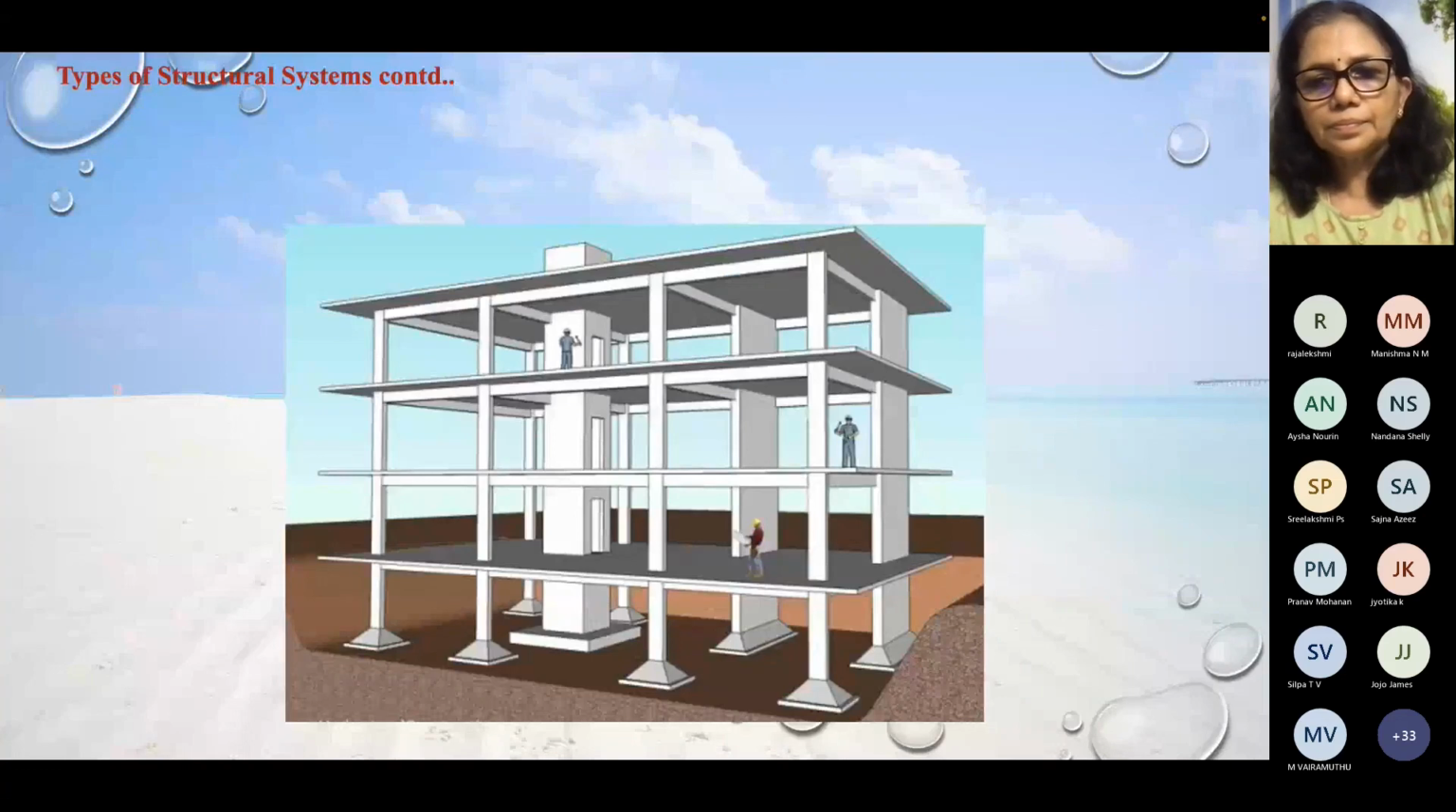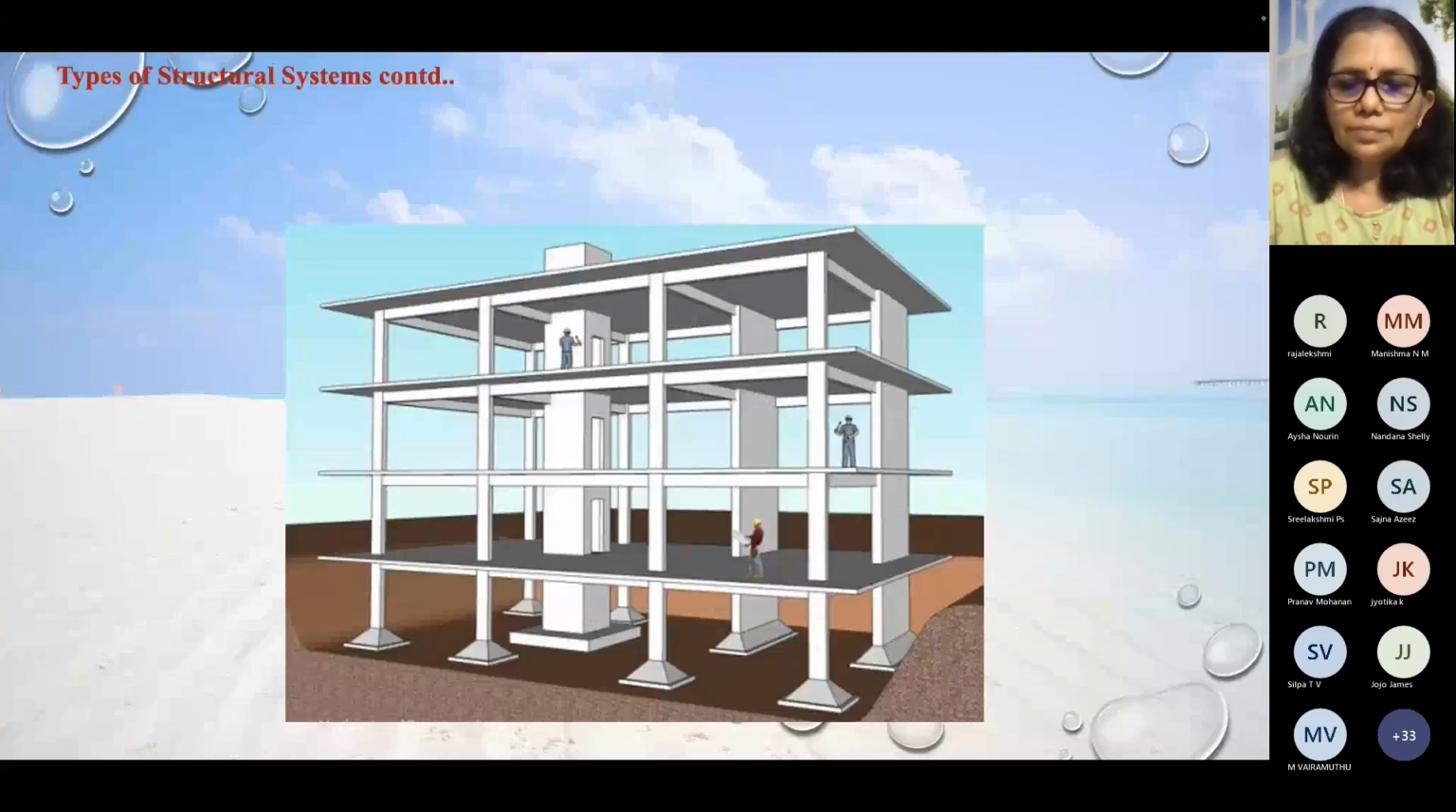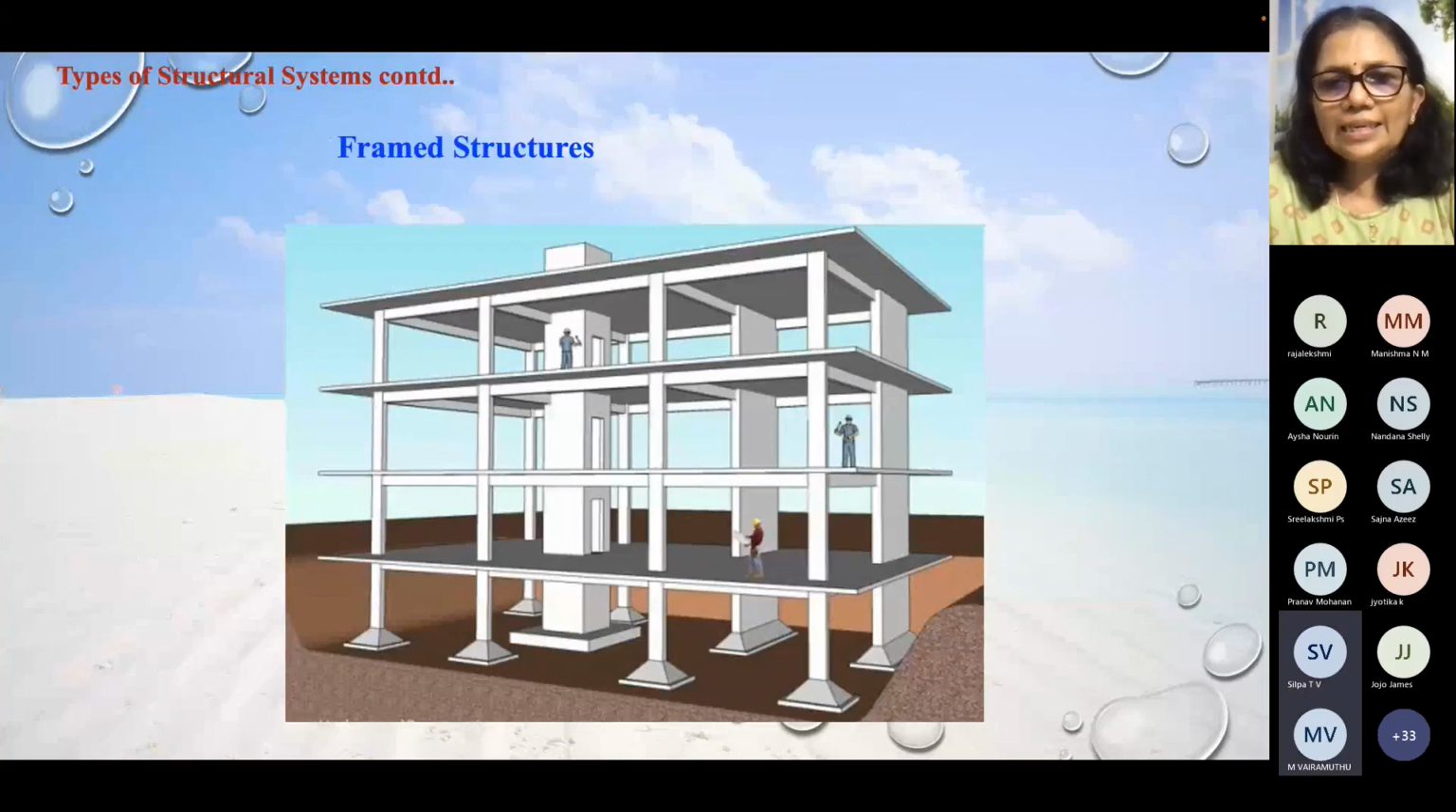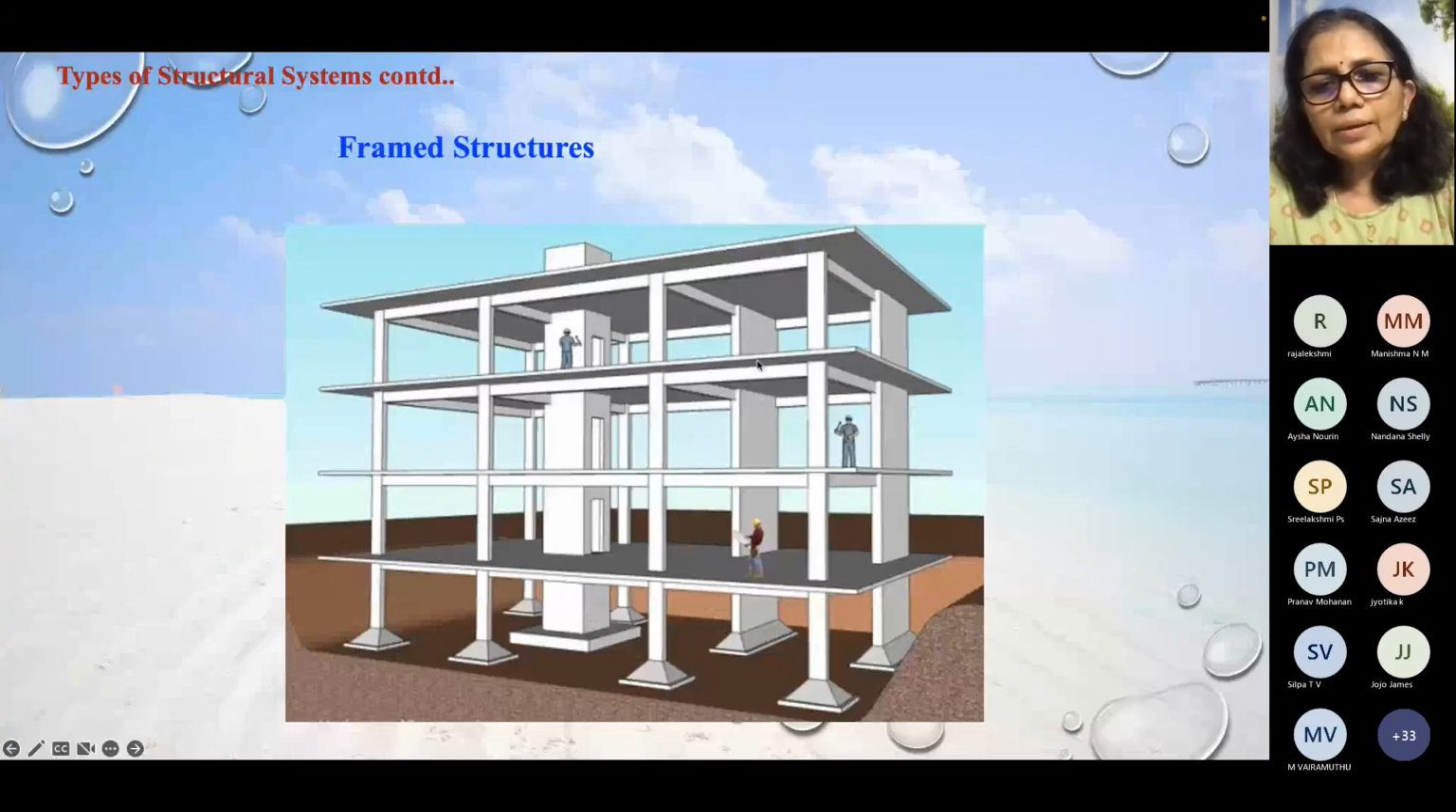Yes. Anybody? It is a framed structure. Yes, it is a framed structure. Excellent. Okay. So in a framed structure, what happens is you have definite frames. Okay. Through the frames, the load will be transferred to the foundation and to the soil.